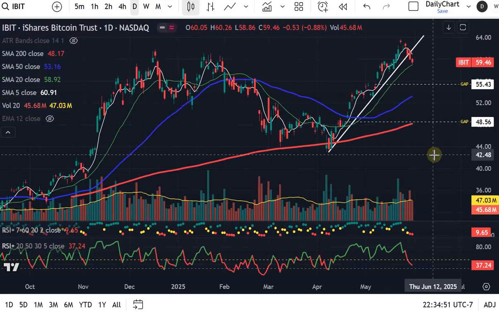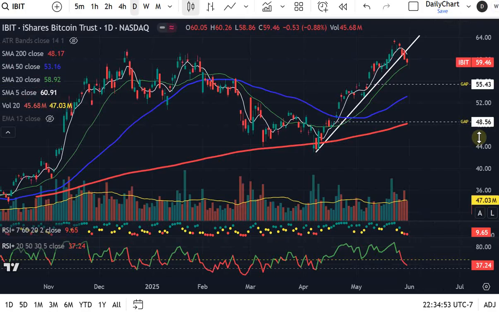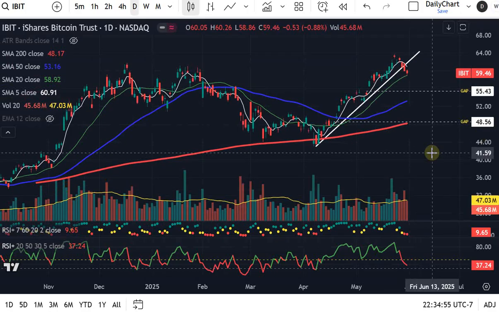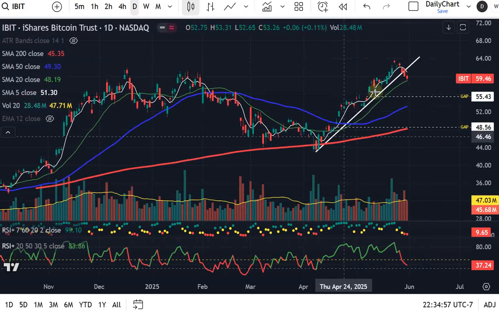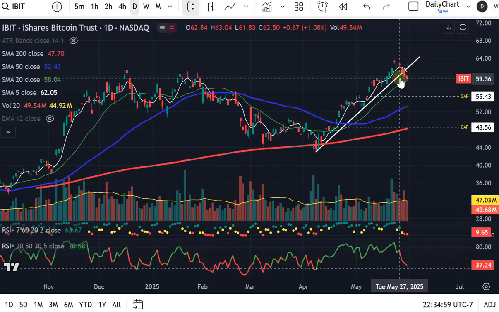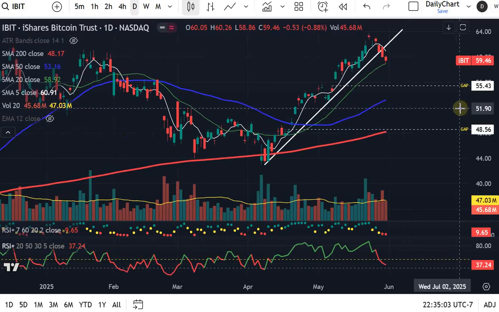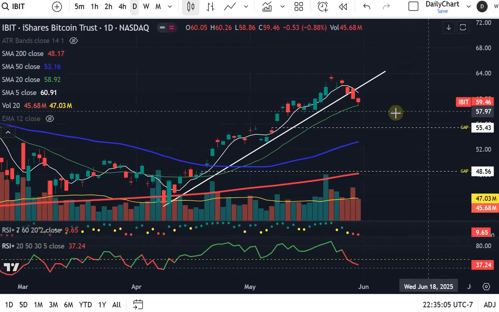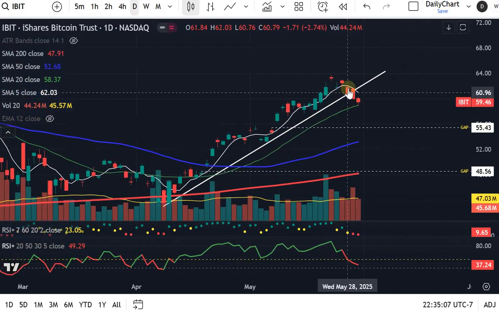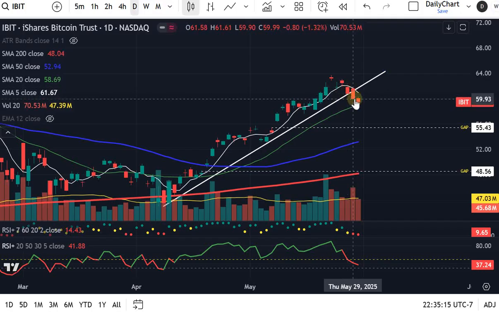Let's look at Bitcoin here, but using IBIT. You can see it broke the trend line here, and it's under the 5-day moving average. Let's just zoom in on this here. Once it broke the 5-day moving average, that puts me on alert. What I do is look for a close below the break of that 5-day, which it did on this day. So I jumped in on this.